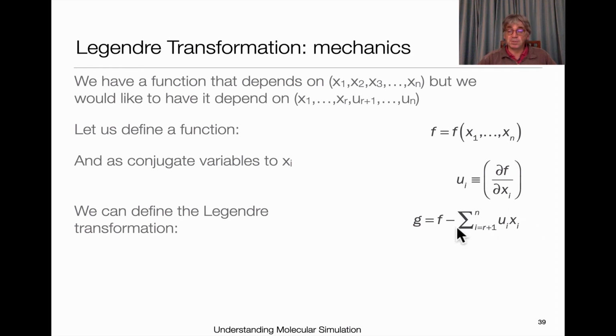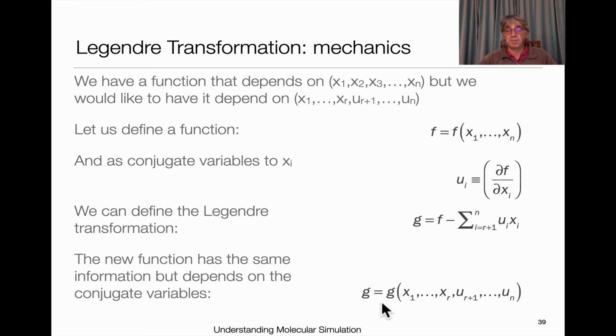This all sounds abstract, but we have seen it before. And now this new function, and that is the theorem of a Lagrangian transformation, contains the same information, but only has a different dependence on the variables. Okay.